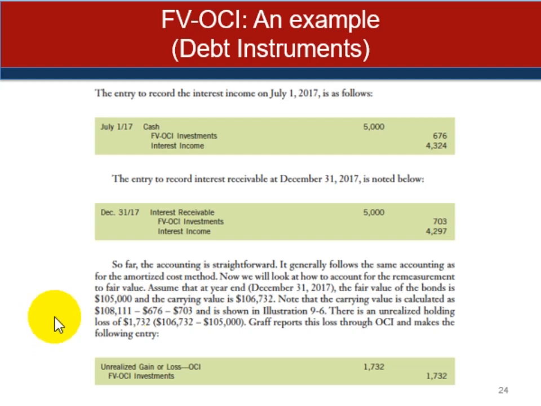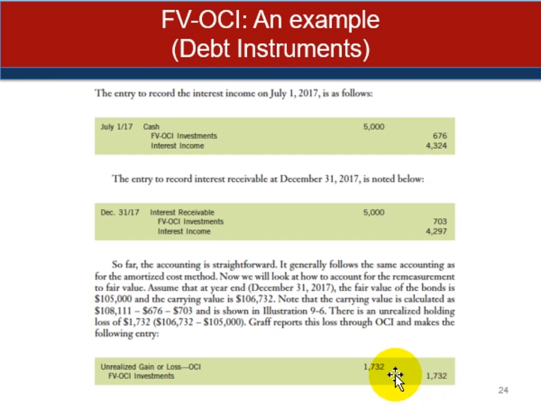But then we need to account for the remeasurement to fair value. So that would occur if there was a change in the market value of the bond. And so that would be separate from this amortization process that we're using here. So if we assume that at the year end, December 31st, 2017, the date of this entry, the fair value of the bonds is $105,000 and the carrying value is $106,732. Well, that means that we've got a $1,732 decrease in the value of the other comprehensive income investment. So the investment would go down and we'd have an unrealized gain or loss recorded as other comprehensive income.